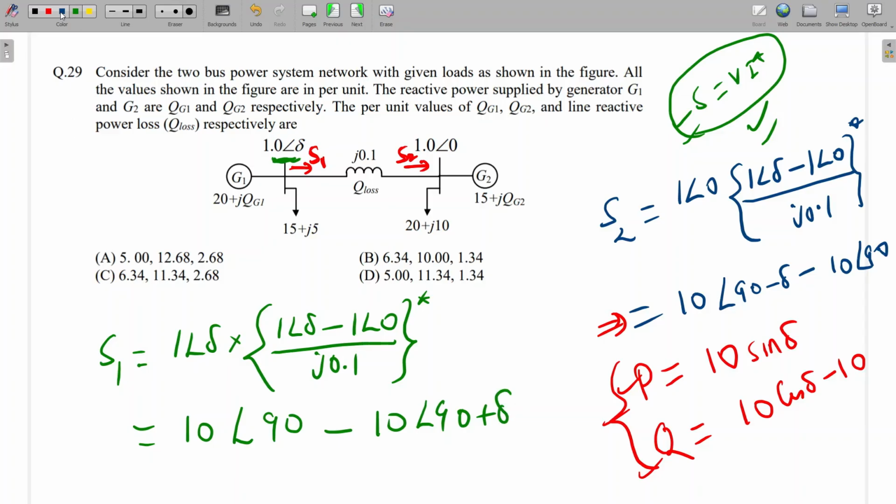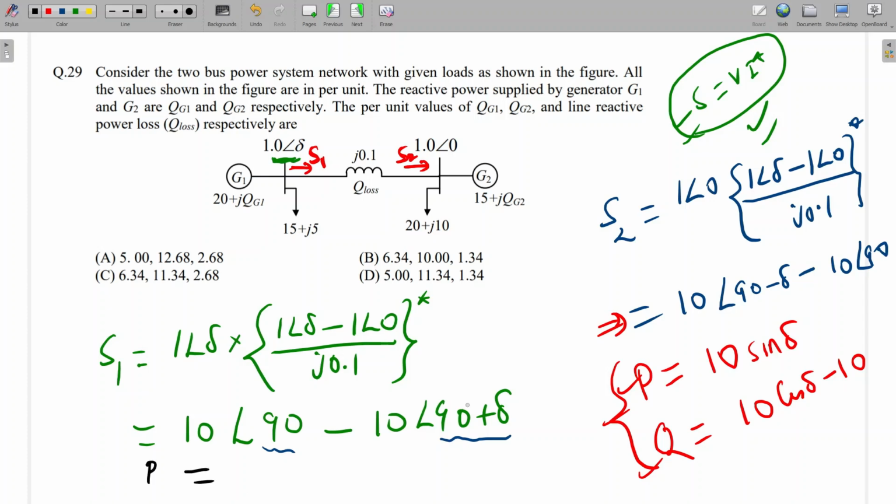Is this calculation clear? The first term will be delta minus 90. Delta minus 90 conjugate will be 90 minus delta, and 90 minus delta plus delta will be 90. And here it will be minus 90 and conjugate will be plus 90, so plus 90 plus delta, it will be 90 plus delta. Is it clear? So from here, what will the P value?